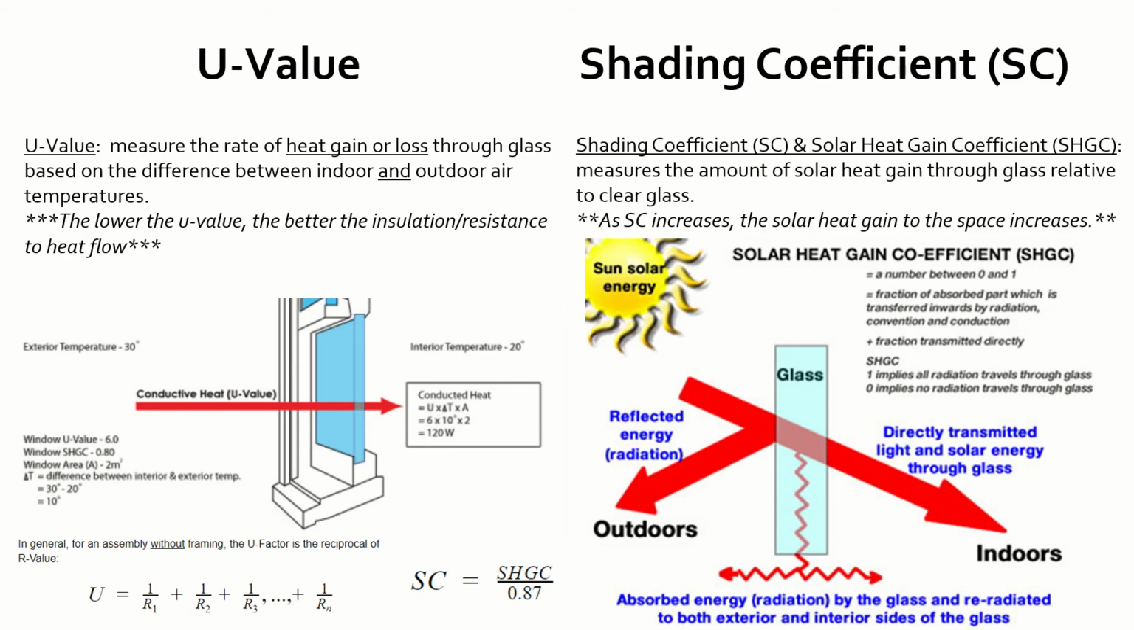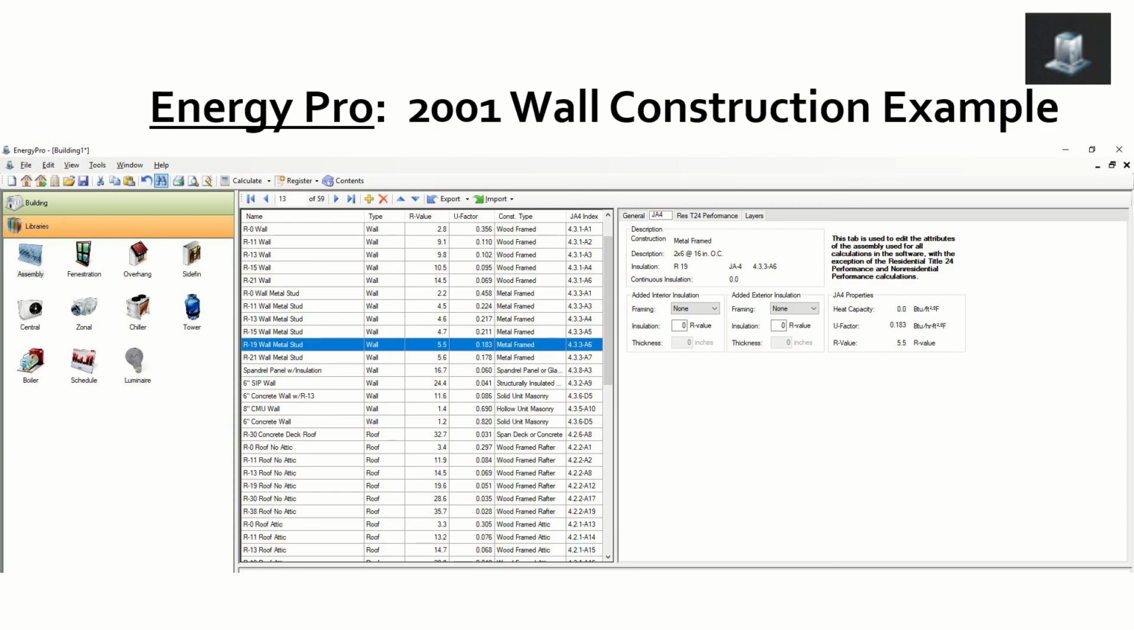All right, U-value and shading coefficients. I wanted to throw this slide here to recap the difference between the two. Just remember that the lower the U-value, the better the insulation, and the higher the shading coefficient, the higher the heat gain is into the space. So you can refer to this slide for reference if needed.